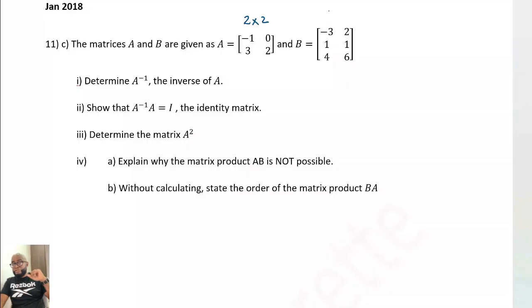For B, how many rows? 3 rows, 1, 2, 3. How many columns? 2. So this is our 3 by 2 matrix. Straight off the back, this is compatible for multiplication if you do it in this order. If you do A multiplied by B, no, right?